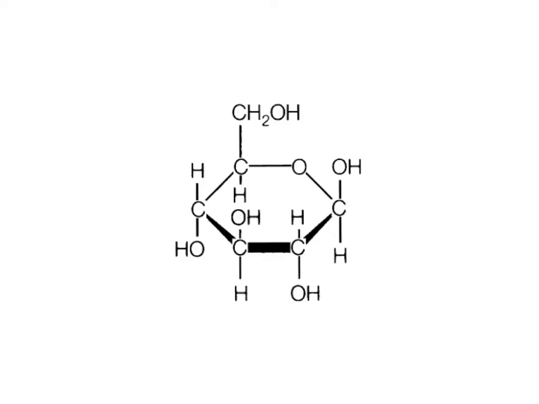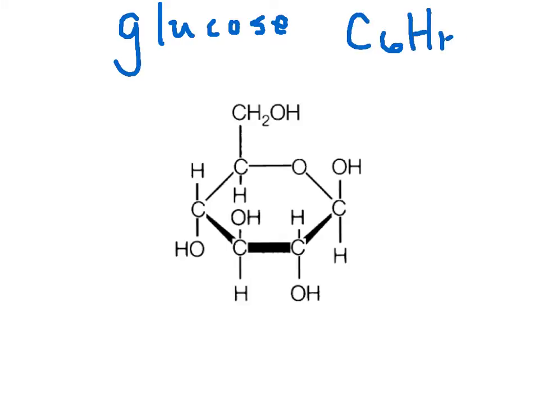So this is the most common monosaccharide out there. This is glucose. And glucose has the chemical formula C6H12O6. You notice the ratio of carbon to hydrogen to oxygen is 1 to 2 to 1. And that's true of all carbohydrates. They always have that ratio.